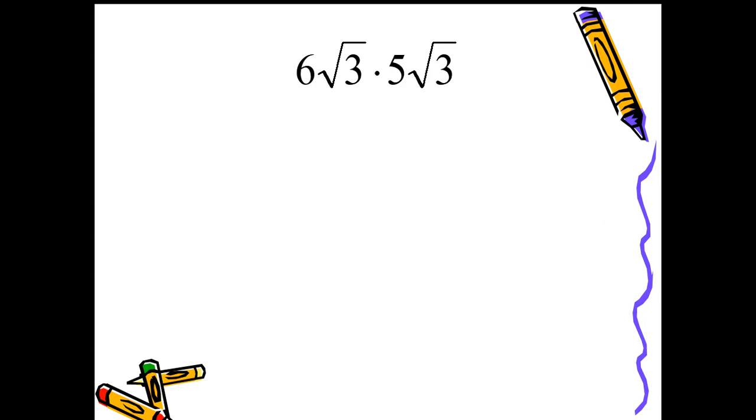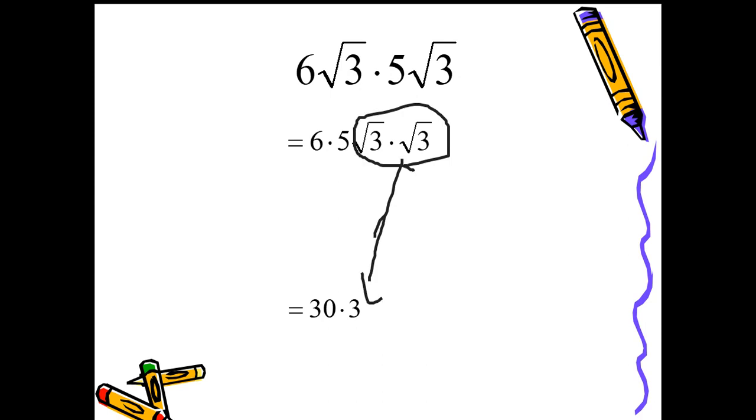Here is how I can do it. I want to simplify this one. First, I cannot multiply radical 3, for example, by 5. I want to multiply the numbers by each other and the radicals by each other. 6 times 5 gives me 30. And radical 3 times radical 3 gives me 3. So 6 times 5 is 30. Radical 3 times radical 3, as we said before, is radical 9 if you want to say. And what is radical 9? It's 3. And then what is 30 times 3? It's 90. So my answer is 90.